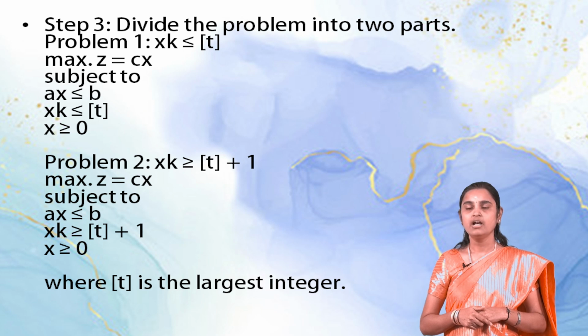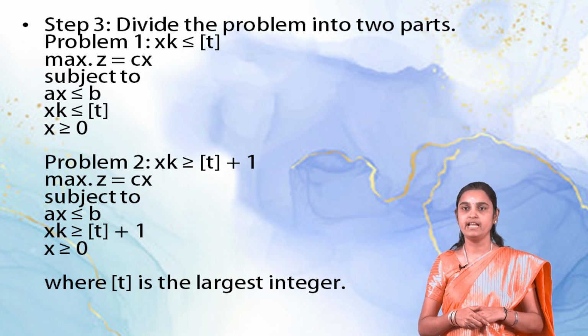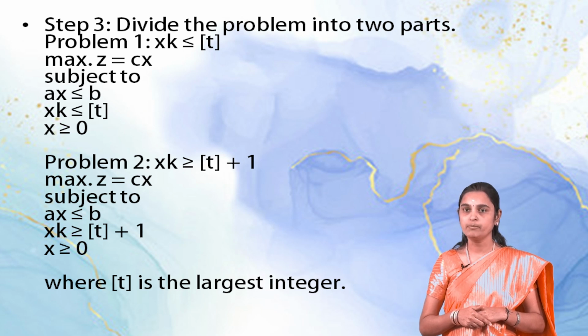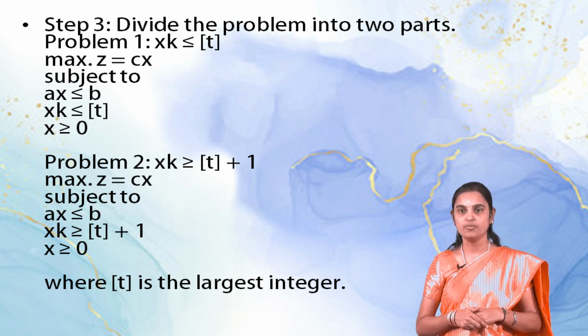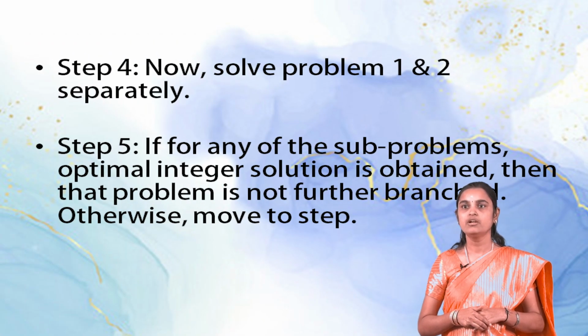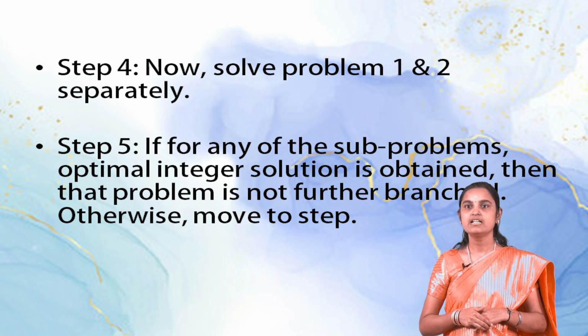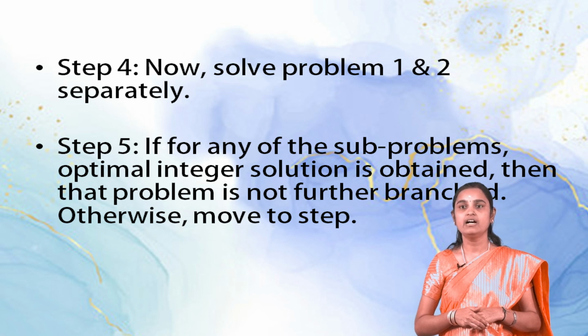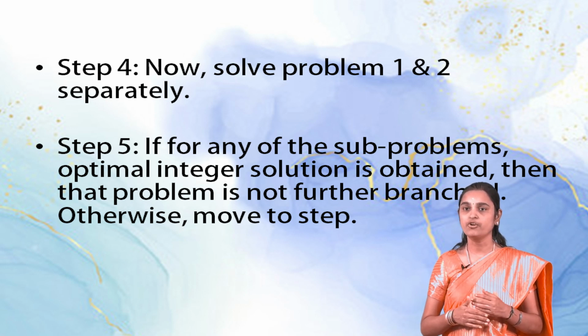While solving problem 1, the objective function is to maximize z equal to cx, subject to the constraints ax less than or equal to b, xk less than or equal to t, and x greater than or equal to 0. While solving problem 2, our objective function is to maximize z equal to cx, subject to ax less than or equal to b, xk greater than or equal to t plus 1, where x is greater than or equal to 0, and t is the largest integer. In step 4, now solve problems 1 and 2 separately. Step 5, if for any of the subproblems an optimal integer solution is obtained, then that problem is not further branched. Otherwise, you have to move to the next step.